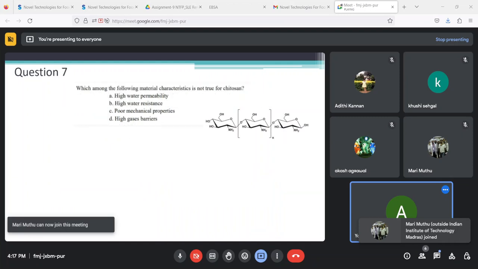Okay. Question 7. If you want me to repeat any of the question, kindly let me know. Which among the following material characteristics is not true for chitosan? A. High water permeability, B. High water resistance, C. Poor mechanical properties, and D. High gas barriers. So what is a chitosan and what are the properties? Any clue what is the correct answer for this?